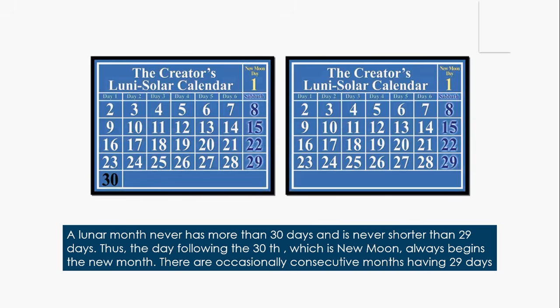So a lunar month never has more than 30 days, and it's never shorter than 29 days. And you see the two calendars up here. It could be a 29-day month or a 30-day month. Thus, the day following the 30th, which is always new moon, always begins the new month. And there are occasionally consecutive months that have 29 days.